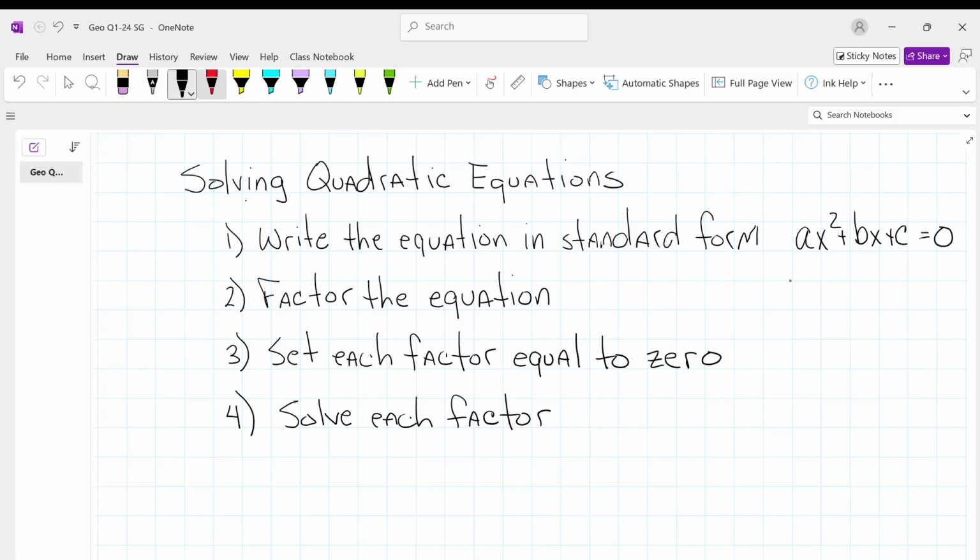All right, so write it in standard form. If it is in standard form, then you can go to step 2, which is to factor the equation. After you have the equation factored, you set each factor equal to 0, which will give you 2 smaller equations, and then you solve each factor, or equation.